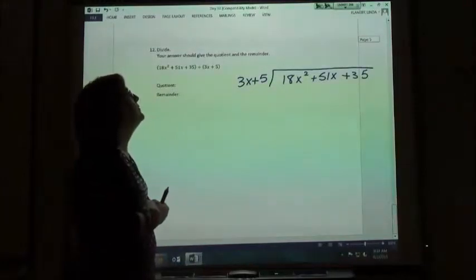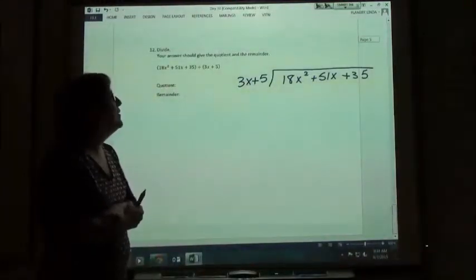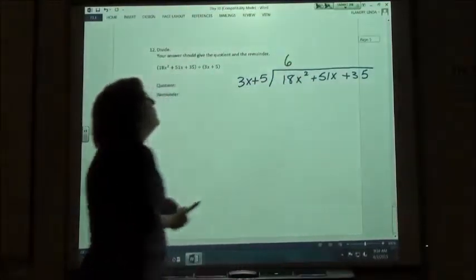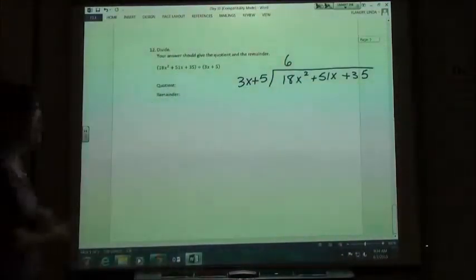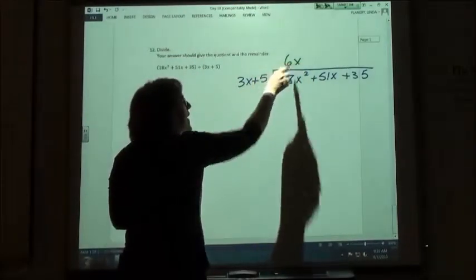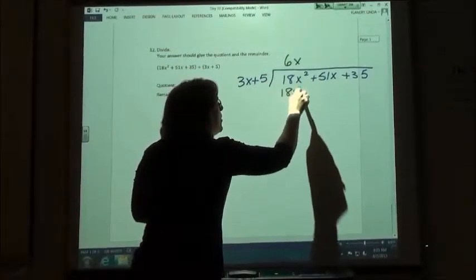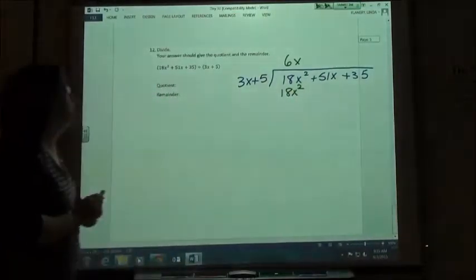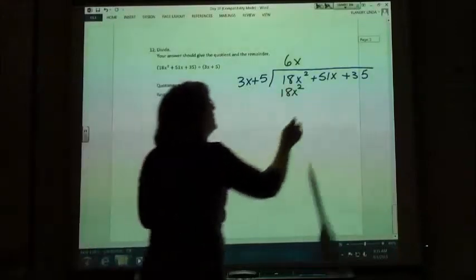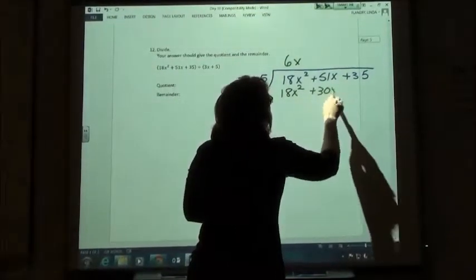3 times what is 6? We need a 6. We also need an x. An x, 6x. There we go. So we're going to take 3x times 6x, and that's going to give us 18x squared, right? And then we also have to take our 5 times our 6x, so plus 30x.